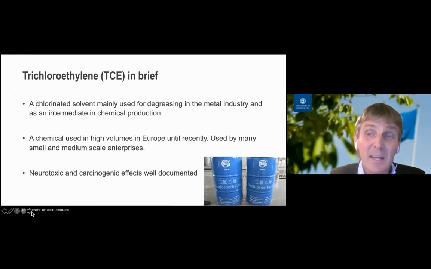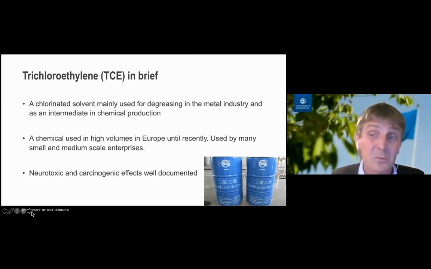So trichloroethylene, as many of you may know, is a chlorinated solvent mainly used for degreasing in the metal industry and as an intermediate in chemical production. There are many other uses, but the bulk of the use of trichloroethylene has really been in metal parts cleaning. And it is one of the substances of concern that has been used in very high volumes in Europe until recently, I should say.